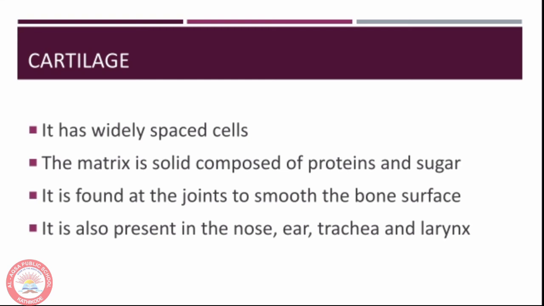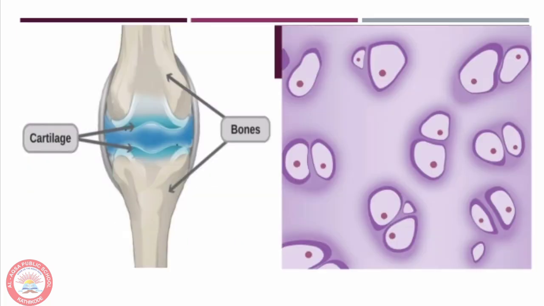It is having widely spaced cells. The matrix is solid, which is composed of proteins and sugar. It is usually found at the joints of the bone surface and it smoothens the bone surface. It helps to protect the ends of the bones. It is also present in the nose, ear, trachea, and larynx.